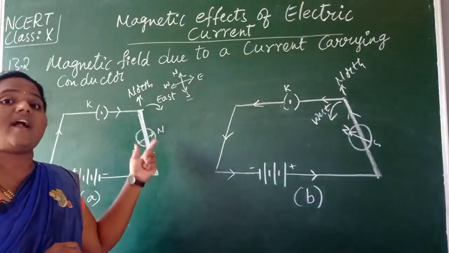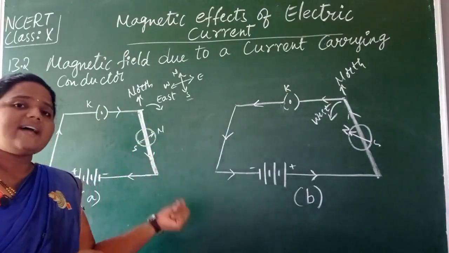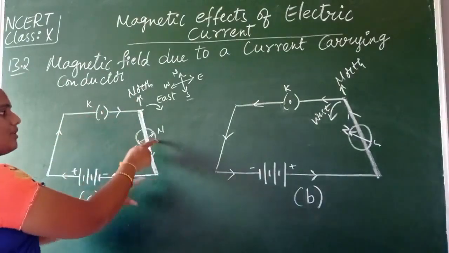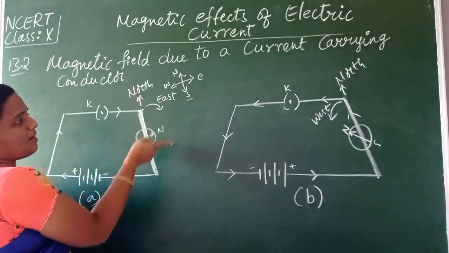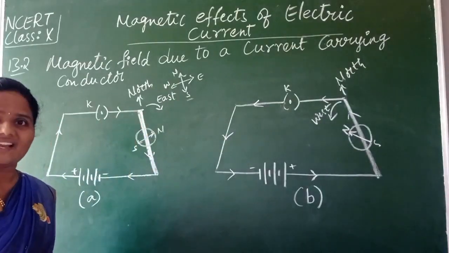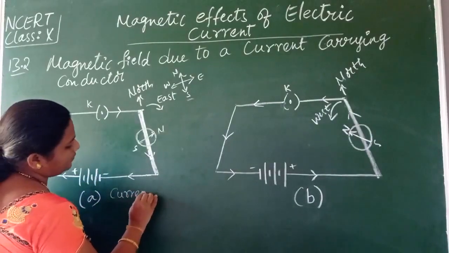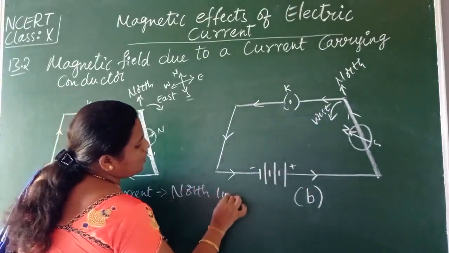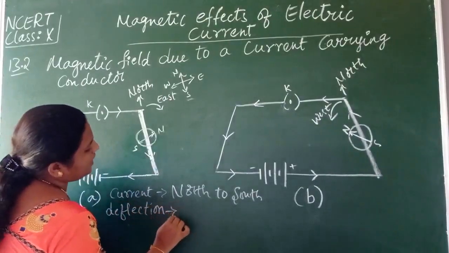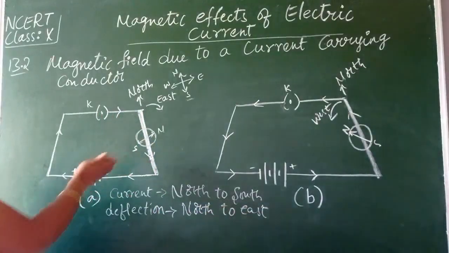Now what we have to do is observe the compass needle's deflection when the current starts flowing from north to south. It has been experimentally found, children, that when the current flows from the north direction to the south direction, the compass needle's north pole deflects from north to east, because this is the east side, isn't it children? The compass needle north pole has deflected towards the east. This is the first case. Roughly, when the current flows from north to south, the deflection in the compass is from north to east, isn't it children? This is the first case we came to know.